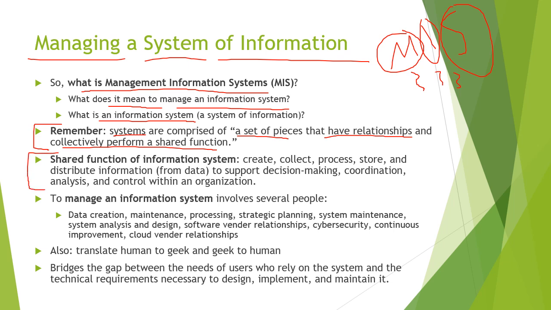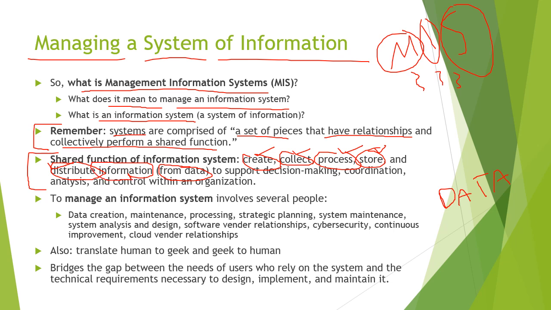So if you look at an information system, the shared function is basically to create, collect, process, store, and distribute information from the data, right? So again, we're talking about data. It's always about the data, right? So the actual shared function is to do all of these things: create, collect, process, store, distribute this information.